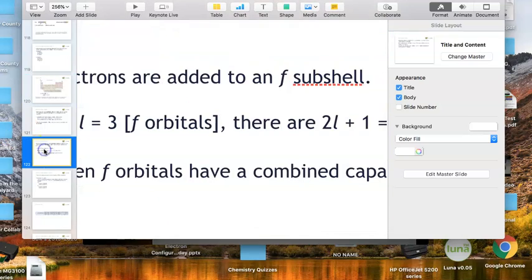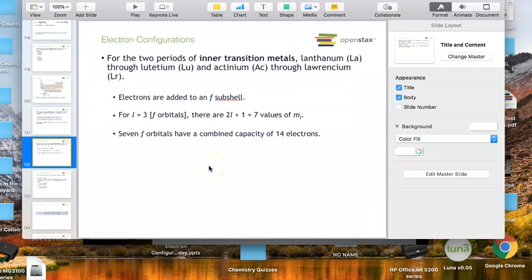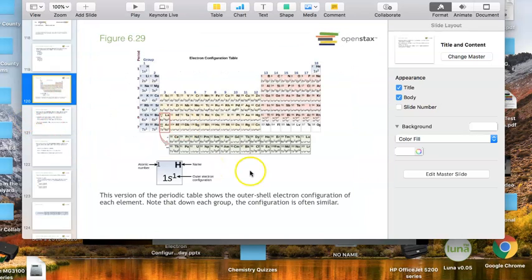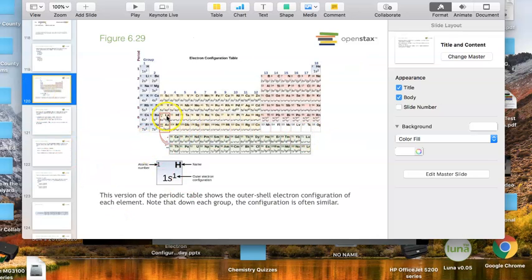All right, so that's what they're trying to tell you, to make sure when you're writing the electron configurations for elements that are in the f block, make sure you know how you're going to get there. Okay, when you have to go down to the f block and then go back up.